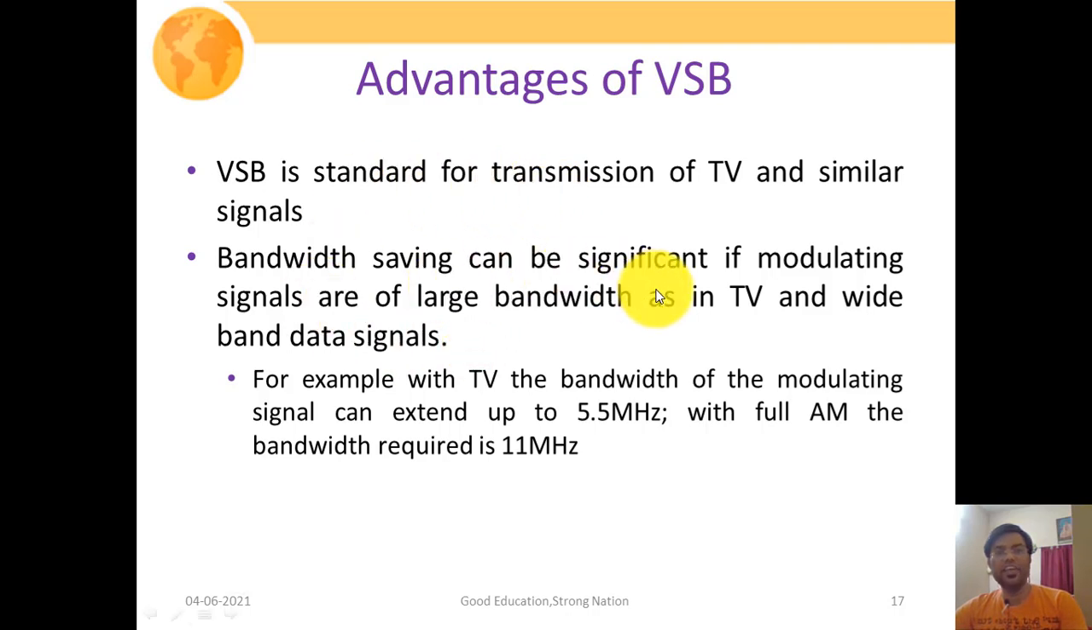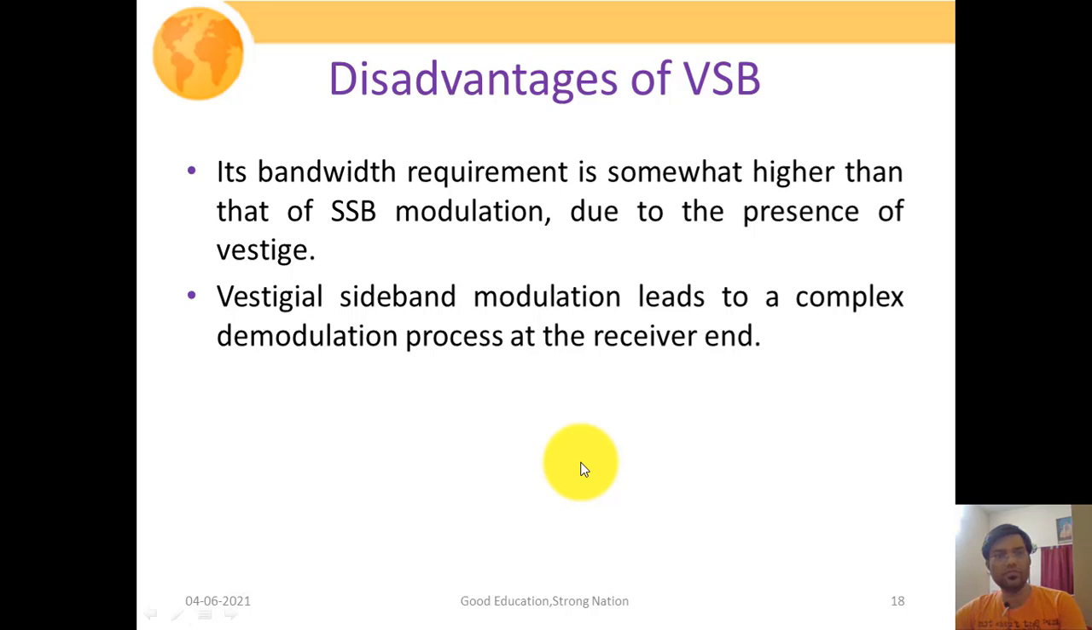Bandwidth saving can be significant if the modulating signals have large bandwidth, as in TV and wideband data signals. The bandwidth of a TV signal is in the order of megahertz, typically around 4 to 5 megahertz. In contrast with a DSB-SC signal, we are saving around 3 to 3.5 megahertz of bandwidth, which is a significant amount.